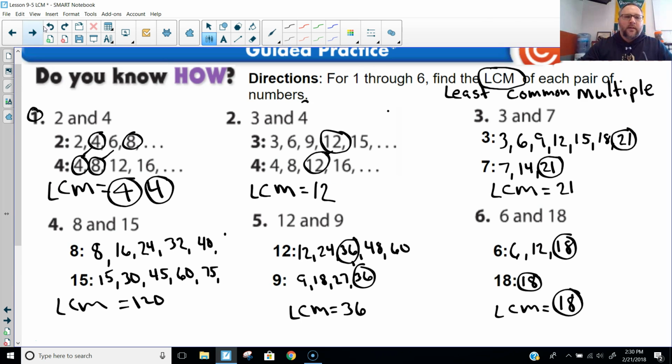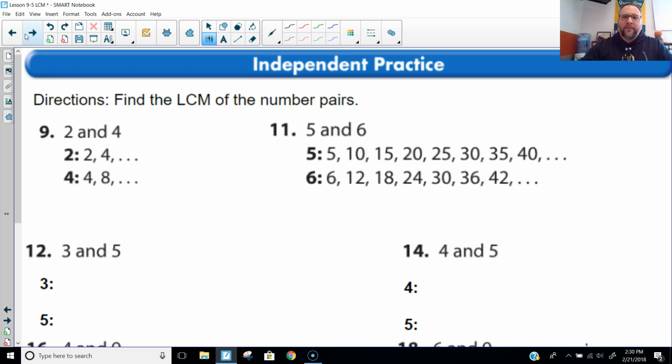Okay, so now you can take this skill that you just learned and apply it to your independent practice. It's going to look very similar to what we just did. Numbers 9 and 11, you'll notice the numbers don't go in order. I took some of the problems out. But numbers 9 and 11, you're finding the least common multiple.